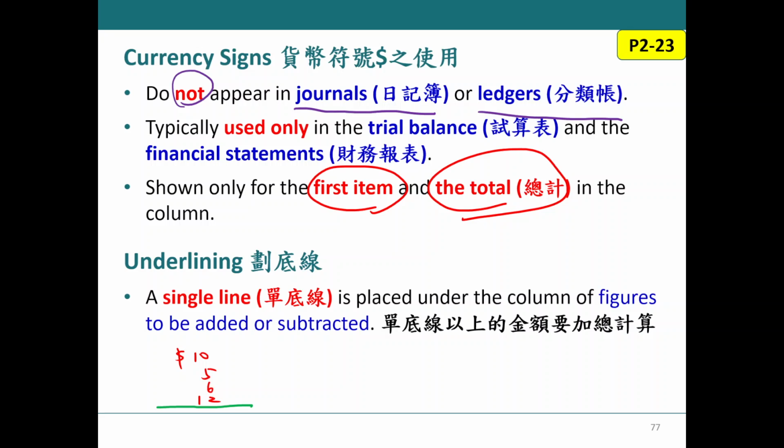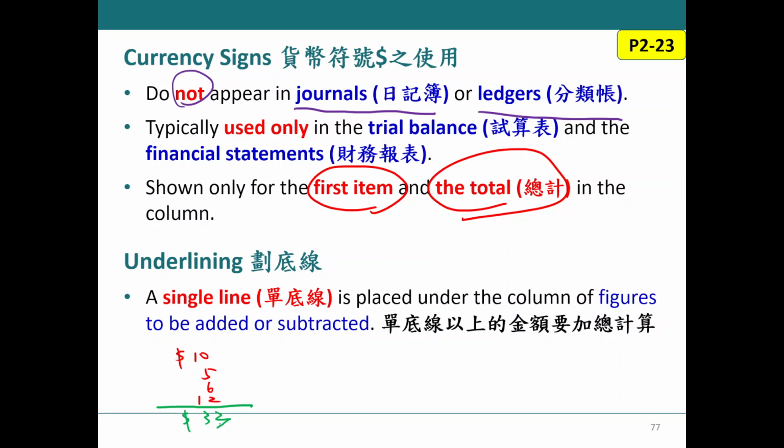So how many do I have? 10 plus 5 plus 6 plus 12. So it should be, sorry, 23? Oh, 33. Okay? 33. See? My math is so bad. So don't worry about your math. I'm really bad at numbers. 33. Did you find out?